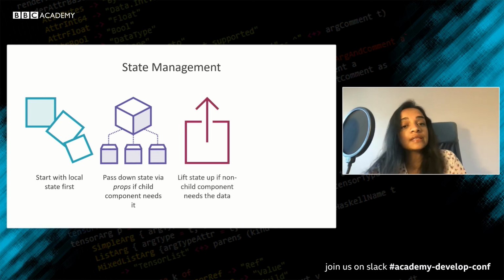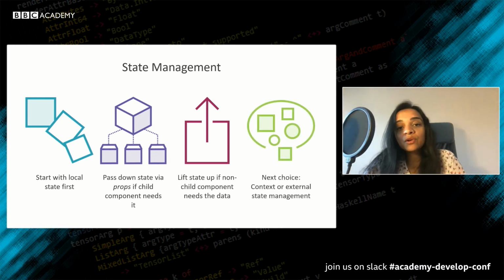Now, if you notice that some non-child components need it, then I would recommend lifting state up for those components that need that data. Now, if all of this is there and you still need more, then I would go for something like context. Context is where you have state for the entire application, and it would be part of the whole application tree.